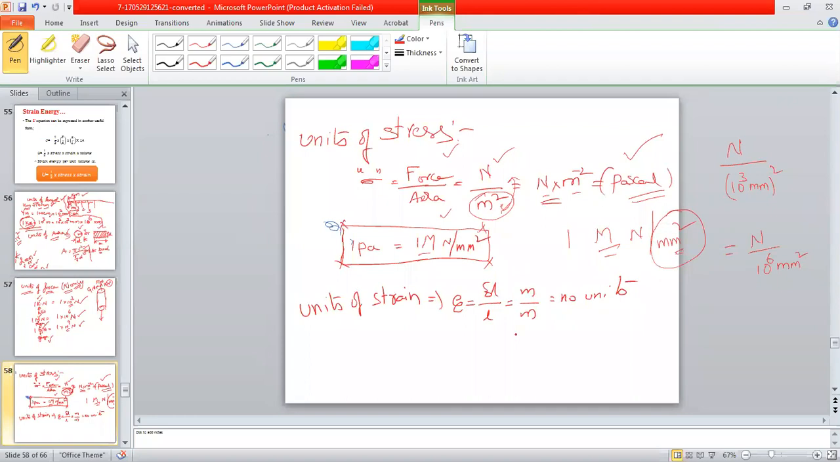Therefore, what are the units for strain? The strain is change of length by original length. So what are the units for the change of length? Change of length is nothing but the final length minus initial length, which has units of meters again.